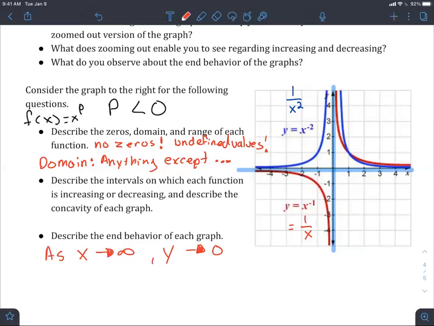So what do we observe about the end behavior of these graphs? They are approaching 0.